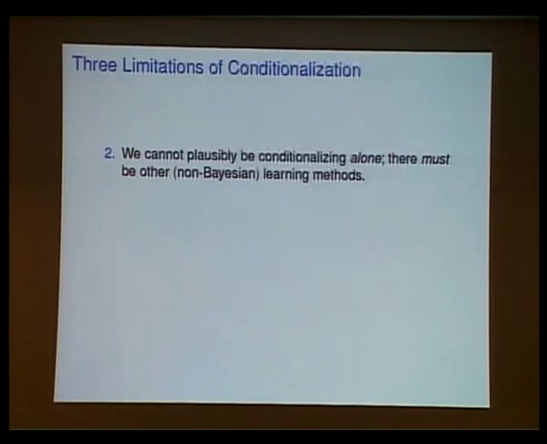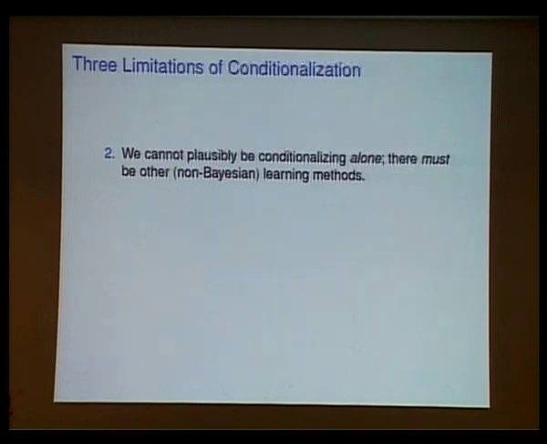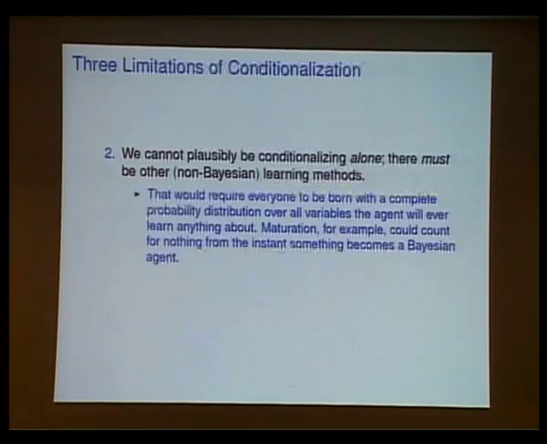Anyway, conditionalization can't be the only story, because otherwise, as soon as you have this infant who counts as a Bayesian agent, then what you're proposing is that that infant already has a joint distribution over everything that it's ever going to reason about in the rest of its life, and then it just conditionalizes. But that's absurd. That's just obviously absurd. Maturation counts for something. Any change in the brain counts for something. Of course, Bayesian is meant to be an ideal, but that's still an absurd ideal.